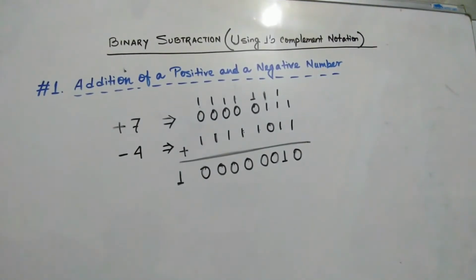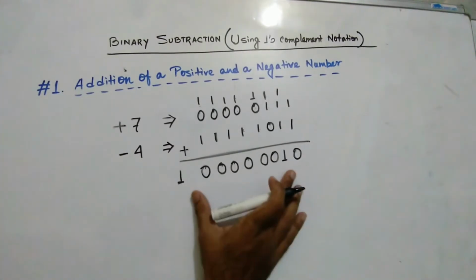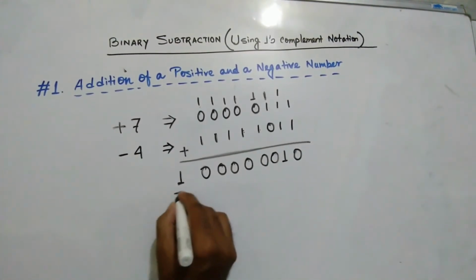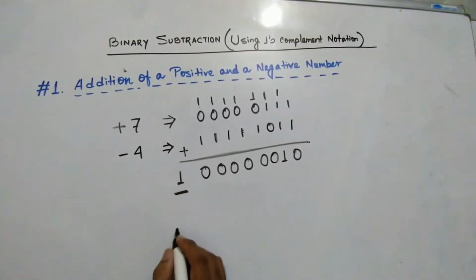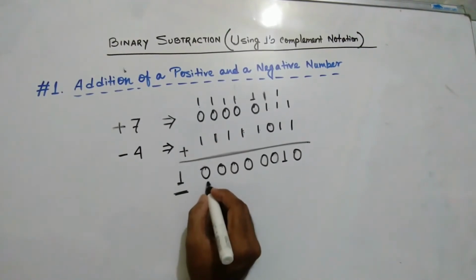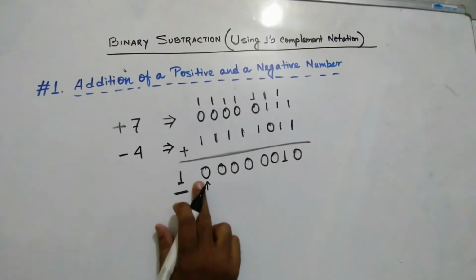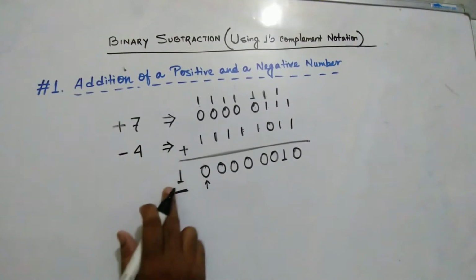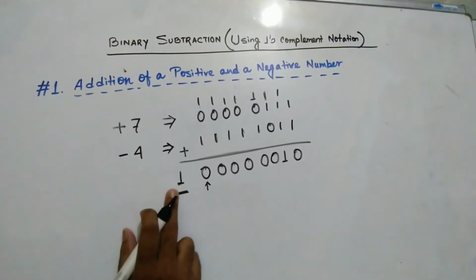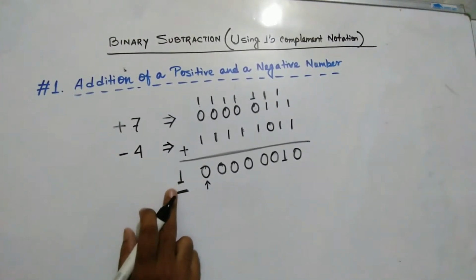See here, just after performing this addition, we have got an extra bit just beyond the sign bit. This is the sign bit, it indicates 0 to denote that the result is a positive number, and we have got an extra bit just beyond the sign bit. So this is an overflow.